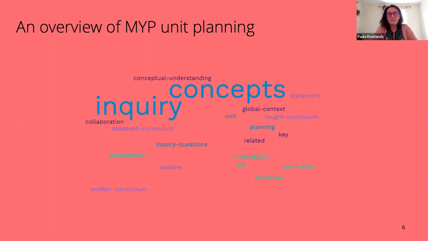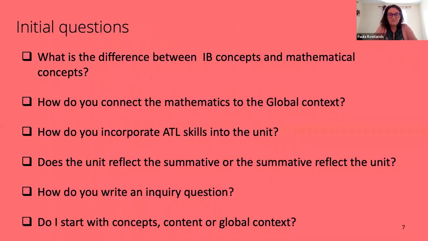And I was left with the following questions. First of all, what's the difference between the IB concepts, the key concepts, related concepts, and what I was used to as mathematical concepts? Are they the same? Are they different? Are they connected? How on earth do you connect the mathematics with the global context? How do you do that? What's expected? How do you incorporate ATL skills into the unit? Do you have to do all of them, or do you focus on one or two of them?